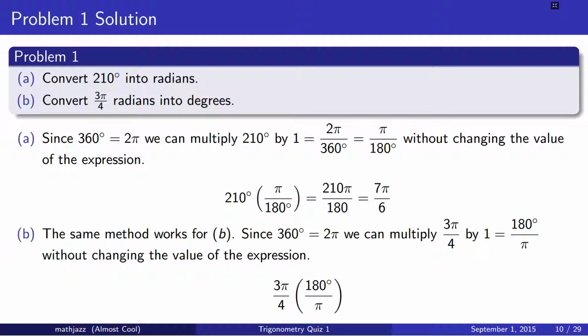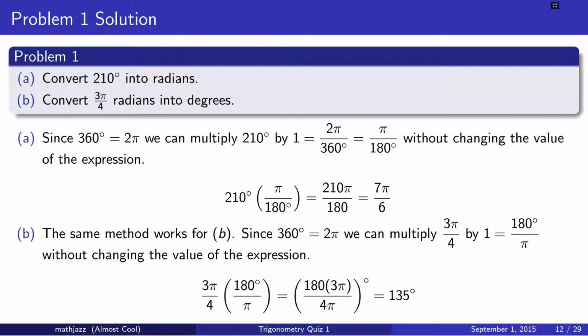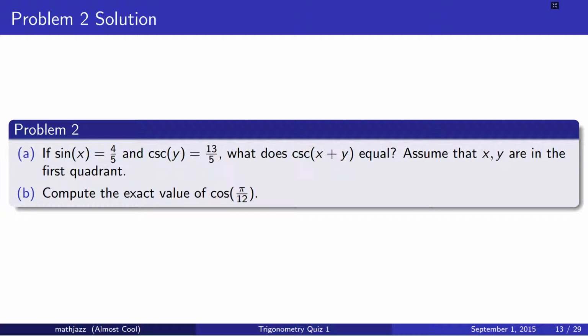And here we go. 3 pi over 4 times 180 degrees over pi. We multiply those together. Then we cancel out the 4 and the pi, and we're left with 135 degrees. Problem 2.